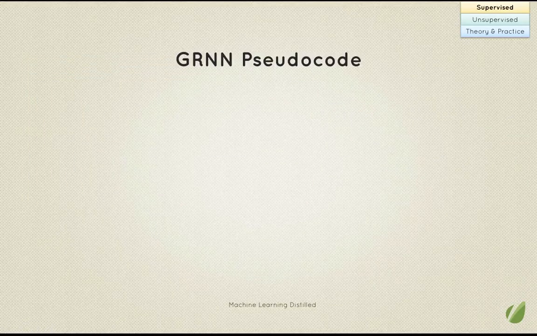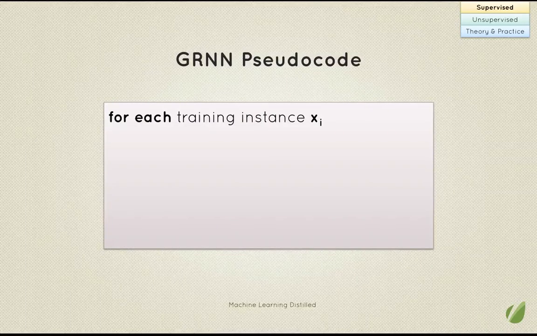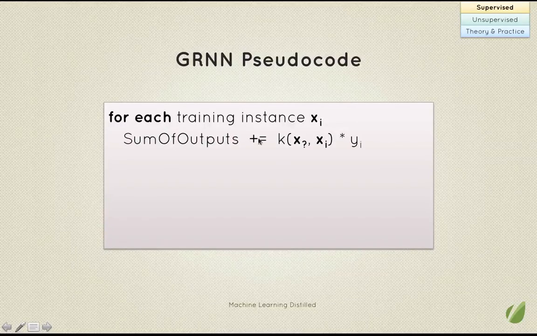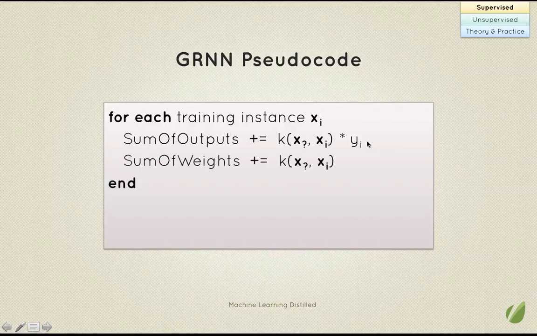Let's take a look at the pseudocode for a GRNN. What we're going to do is iterate over every training instance x sub i. For each one of those, we will compute the sum of the outputs, which is the product of similarity strength, the kernel, and the output for this particular instance x sub i. We'll also compute the sum of the weights, which is simply the sum of all of these kernels.